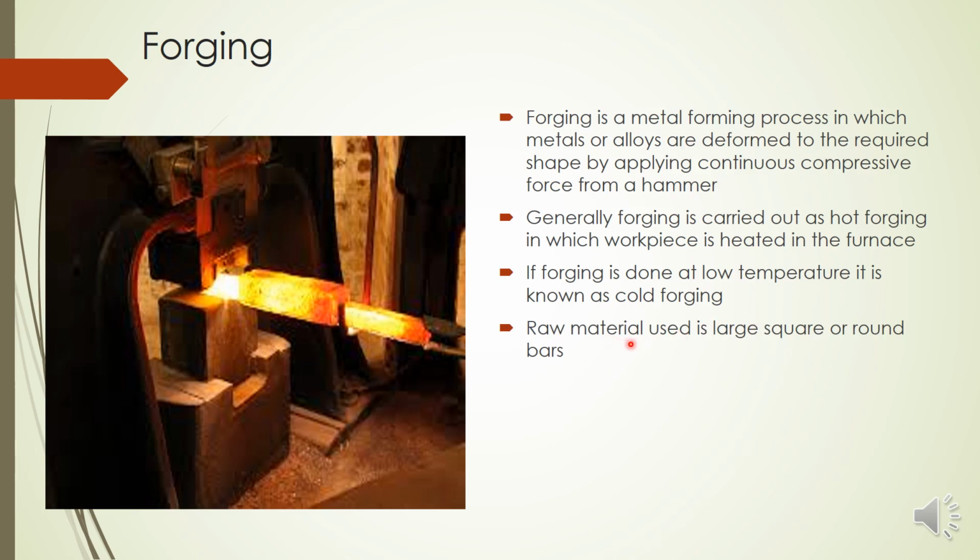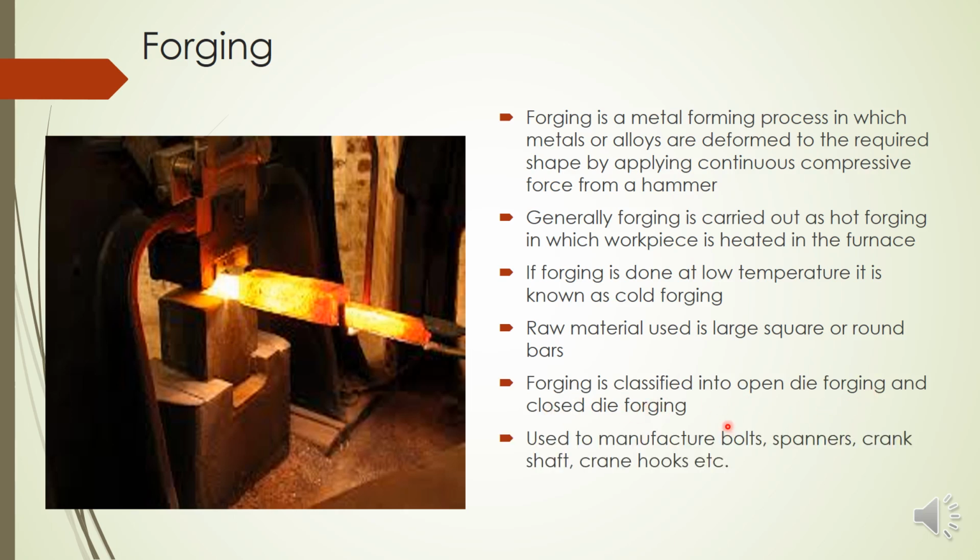And normally the raw material used is large square or round bars. So you can see here it is a rectangular bar. And the classification of forging is only two categories: one is open die forging and the other is closed die forging. And they are normally used to manufacture bolts, spanners, crankshafts of the engine, crane hooks, etc. So these are some of the products that come after forging.